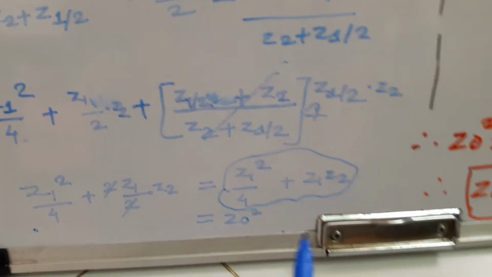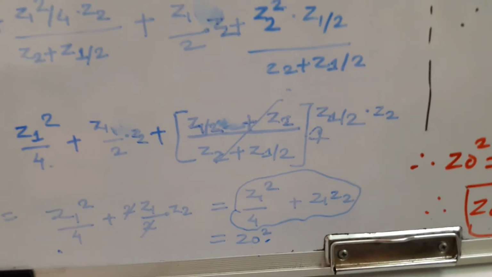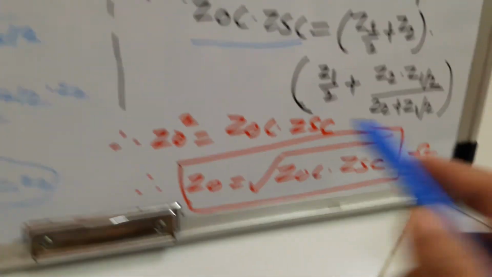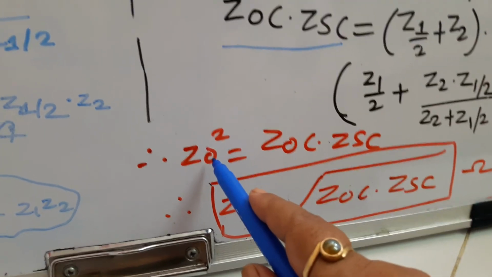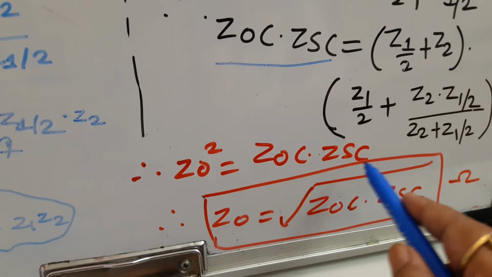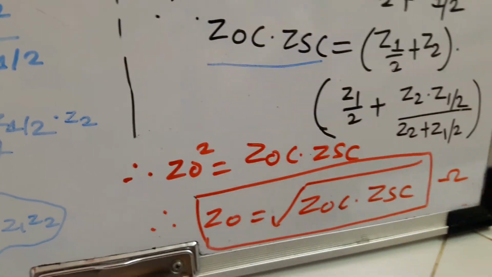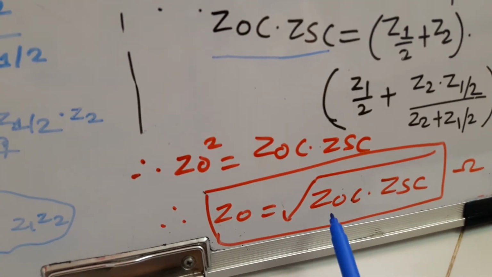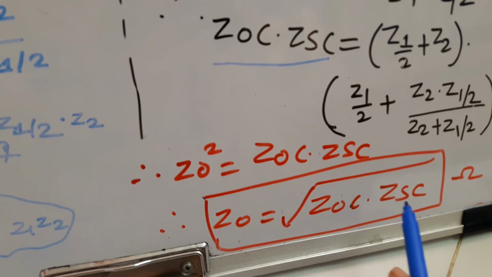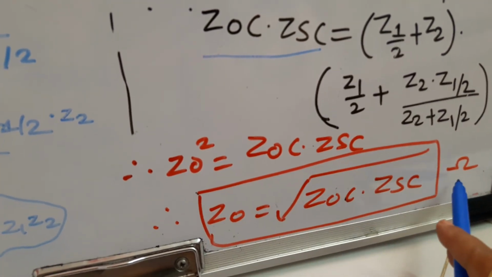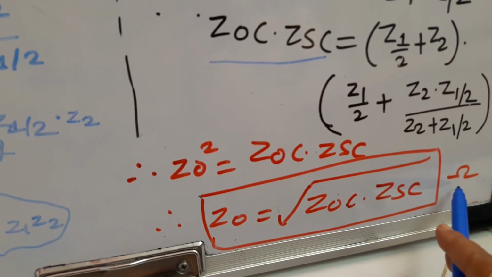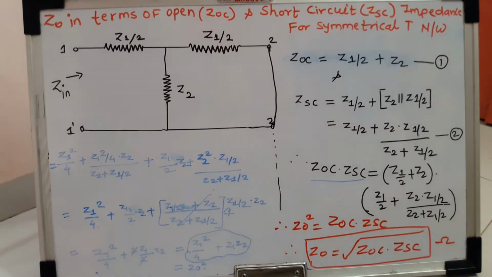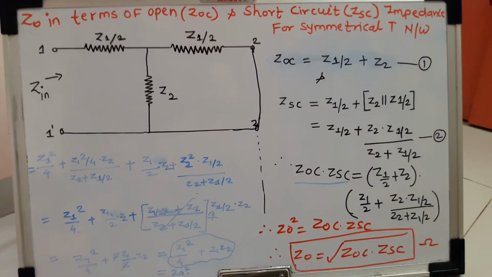So this is nothing but characteristic impedance square, that is Z0 square, and the left hand side is ZOC into ZSC. So we can write Z0 square, that is characteristic impedance square, is equal to ZOC into ZSC. If we take the square root of both sides, we get characteristic impedance Z0 equal to the square root of open circuit impedance multiplied by short circuit impedance. As this is an impedance, we attach the unit of ohms. In this way we can derive characteristic impedance for a symmetrical T network in terms of circuit parameters like short circuit impedance and open circuit impedance.